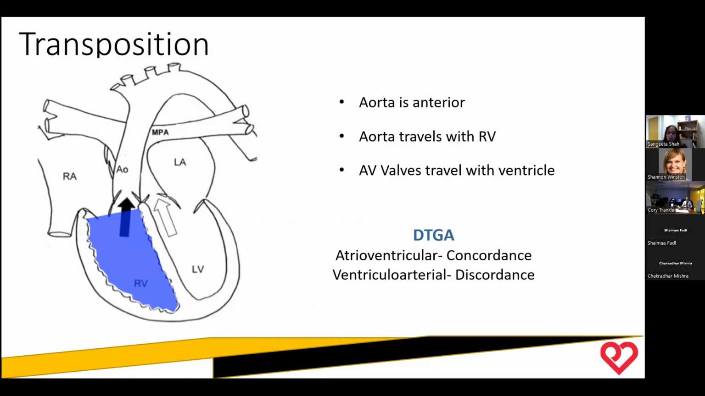This is all before correction. And the AV valves travel with the ventricles, so you don't have to rename anything. The tricuspid valve always travels with the RV. The mitral valve always travels with the LV.